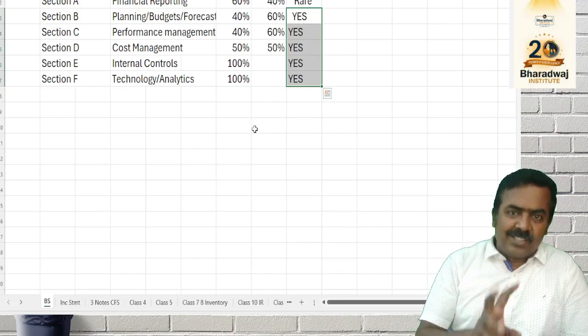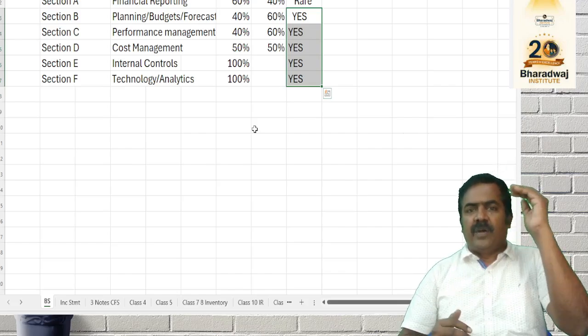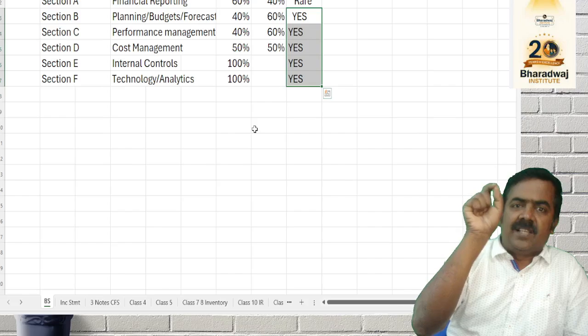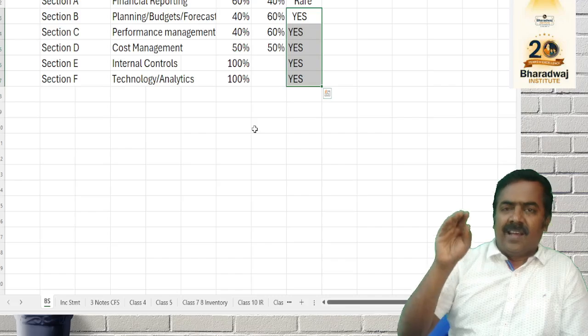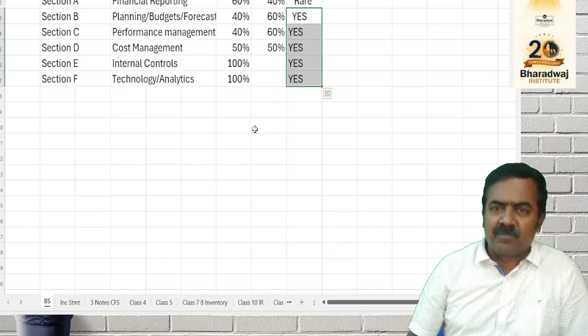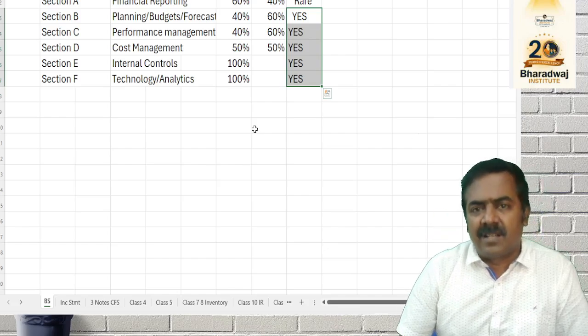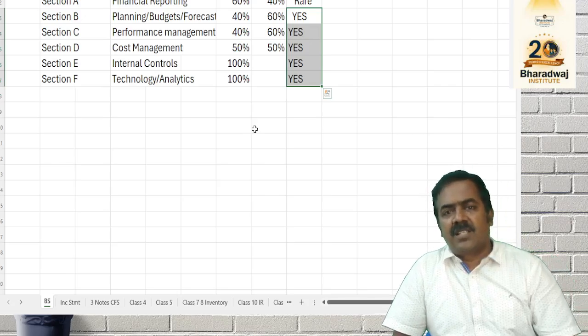So cases also are not based on separate sections. Sir, will I get 5 questions? Question 1, essay from Section B, essay from Section C, like that? No. Essay will be there where you have to apply. Question number 1 may be budgeting, that is Section B. Question number 2 may be variance analysis, Section C. Question number 3 may be finding out the cost of a product.